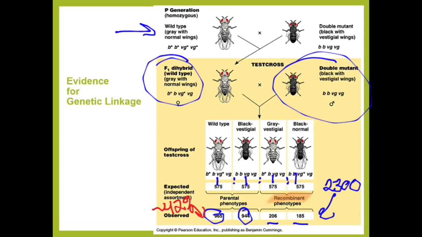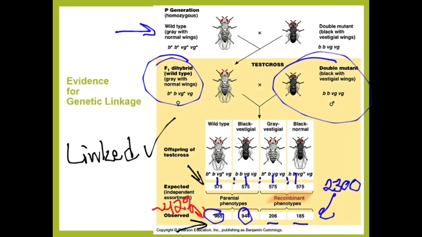So the first thing that we need to do is compare what we're expecting with what we actually have. And if what we have doesn't match what we expect, then we know that these genes are linked.